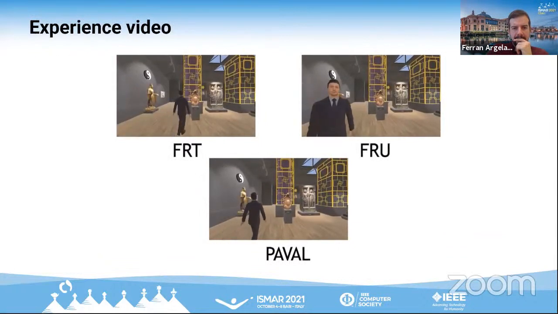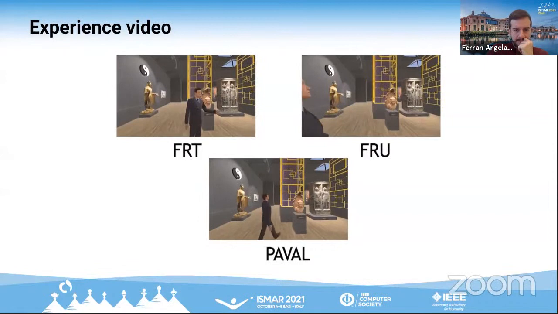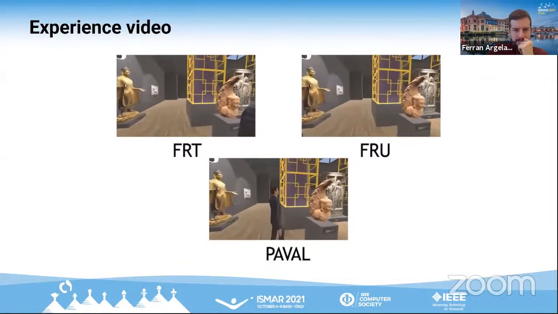To give you a more intuitive understanding of the 3 different methods, this video shows first-person views of the 3 virtual agent positioning methods in a museum virtual environment. Through this video, we can see the effects of the different position and orientation of the virtual guides.